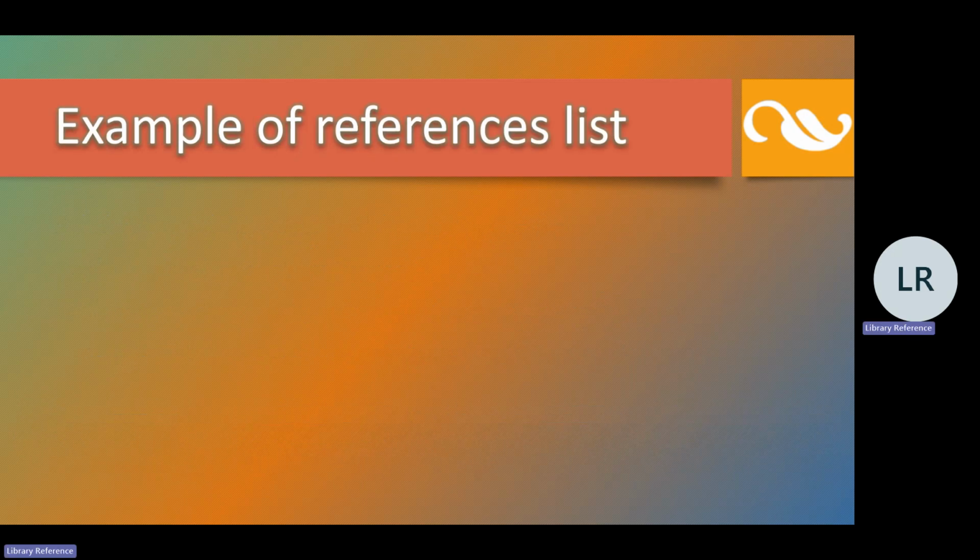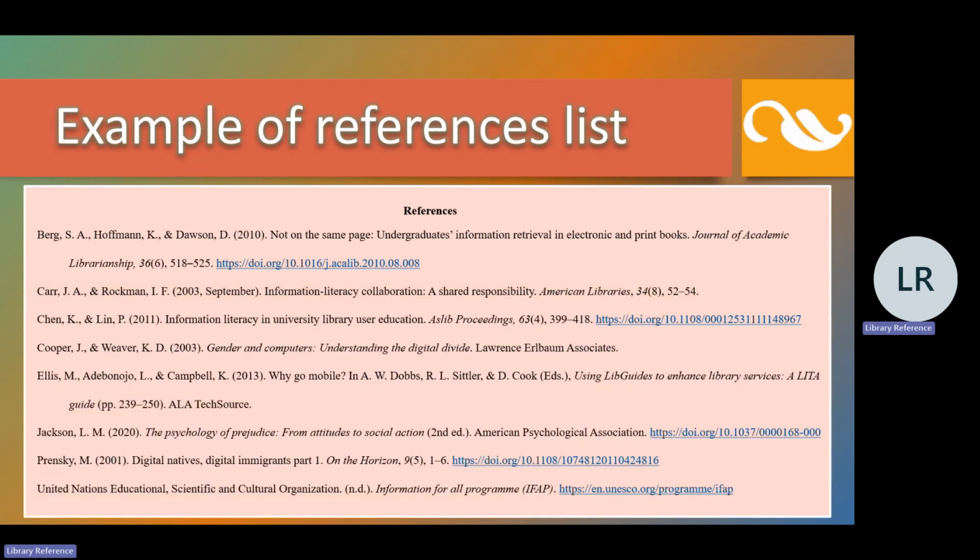So let's see an example of a list of references. A list of references in APA format looks something like what you have on your screen. It starts with the label references, and I'm going to use my mouse pointer to just show you where this is. So it starts with the label references at the top, and then all the references are listed in alphabetical order by the name of the author. So we see Berg, we see Carr, Chen, Cooper.